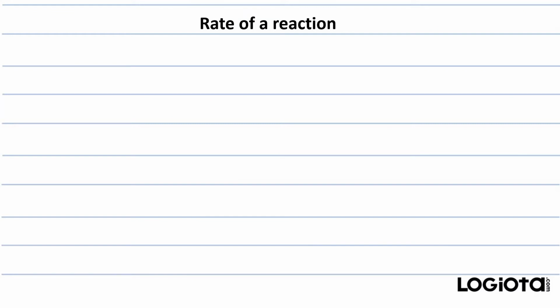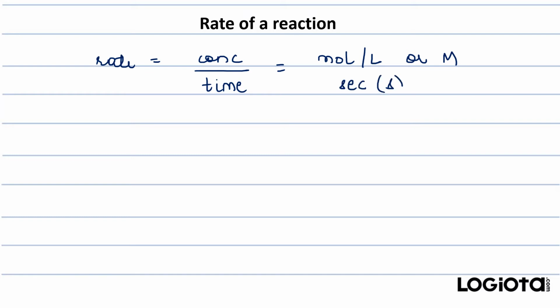In this video, we'll see how we can find the units for the rate constant. But before that, let's see what the units for the rate are. The rate of a reaction is the change in the concentration of the reactants or products with respect to time. The units for concentration are mole per liter or molar, and the units for time are seconds, written as s, or it can be minutes, or it can be hours also.